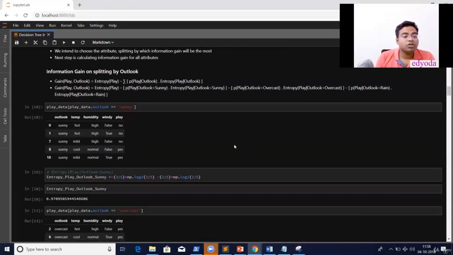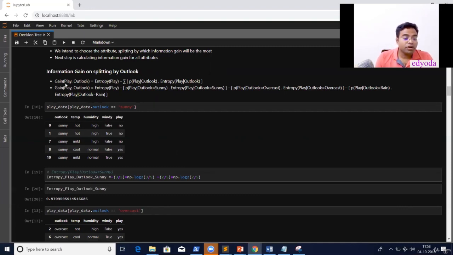Let's do the calculations, let's do the math, then we'll understand the entire flow. I'll take you through the entire process. Be a little patient. It takes some time to do the calculation, but we have taken a simpler dataset to understand this.